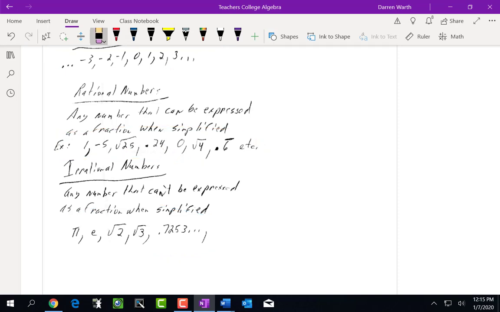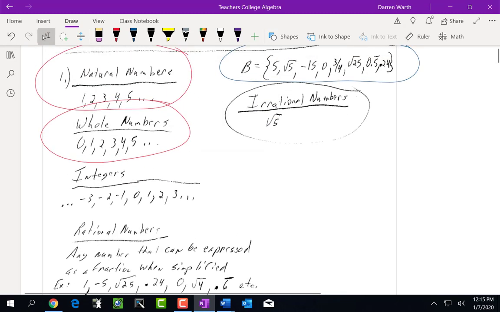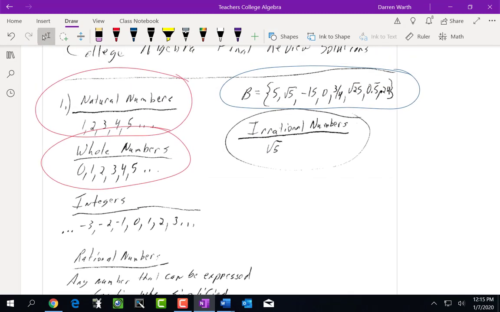And so as you look at your number systems, we just have to identify which number in this list right here is irrational. So irrational means it can't be a fraction. So of course 5, that is rational. The square root of 5 can't be written as a fraction, so you'll notice that is irrational. -15 can be, 0 can be as a fraction, 3/4 can also be a fraction. Square root of 25 reduces to 5. 0.5 repeating can be simplified as a fraction, and so on. So your answer for your irrational set is just going to be the square root of 5.